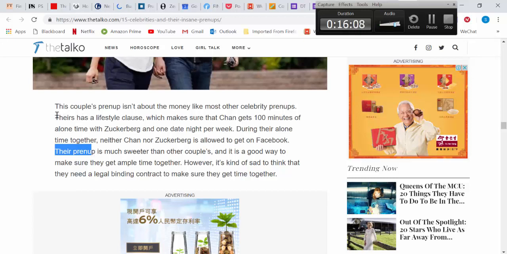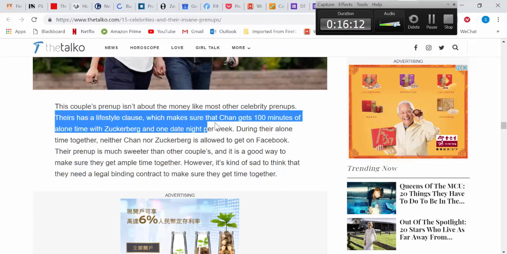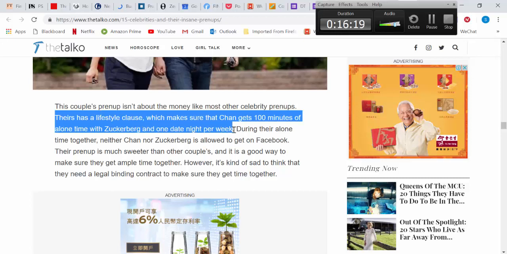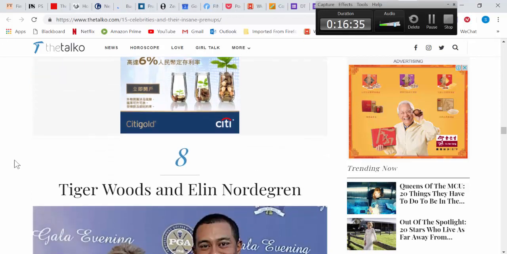Yeah, so their prenup contains a lifestyle clause which makes sure that Chen gets 100 minutes of alone time with Zuckerberg and 1 date night per week. They have to put that in the agreement. I don't know, otherwise she's going to sue him for not taking her out for a date? Something like that, okay? So you can have whatever clauses that you want to put in.